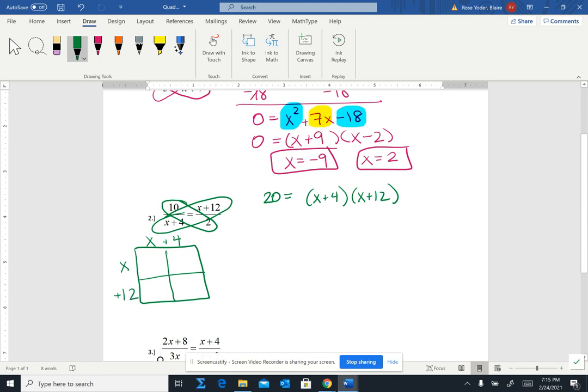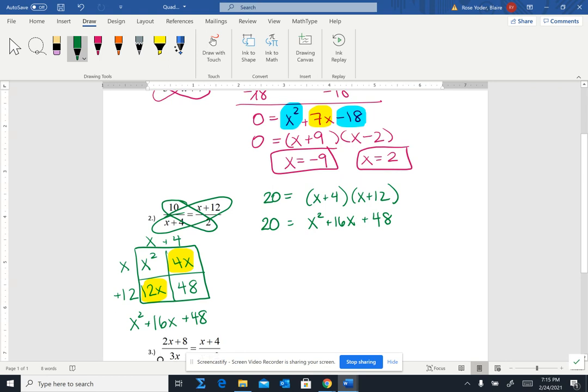The nice thing about this method is it really helps keep you organized. So x times x is x squared. X times 4 is 4x. 12 times x is 12x. 12 times 4 is 48. And hopefully you notice that these are like terms. So x squared, 12x and 4x is 16x, plus 48. So 20 equals x squared plus 16x plus 48.